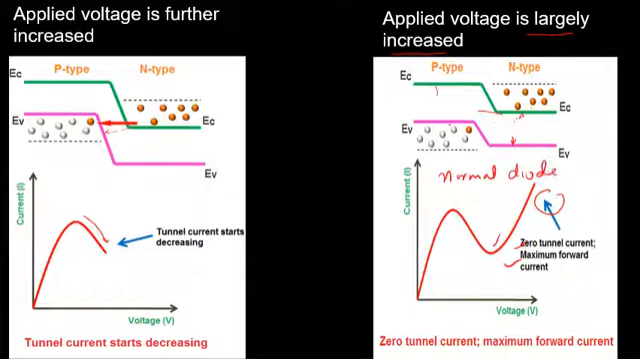When we apply a voltage larger than the barrier potential or inbuilt layer potential, it will start the forward current in the circuit. So at this point it is in the negative resistance region. This negative resistance region is very important for the different applications of the tunnel diode.